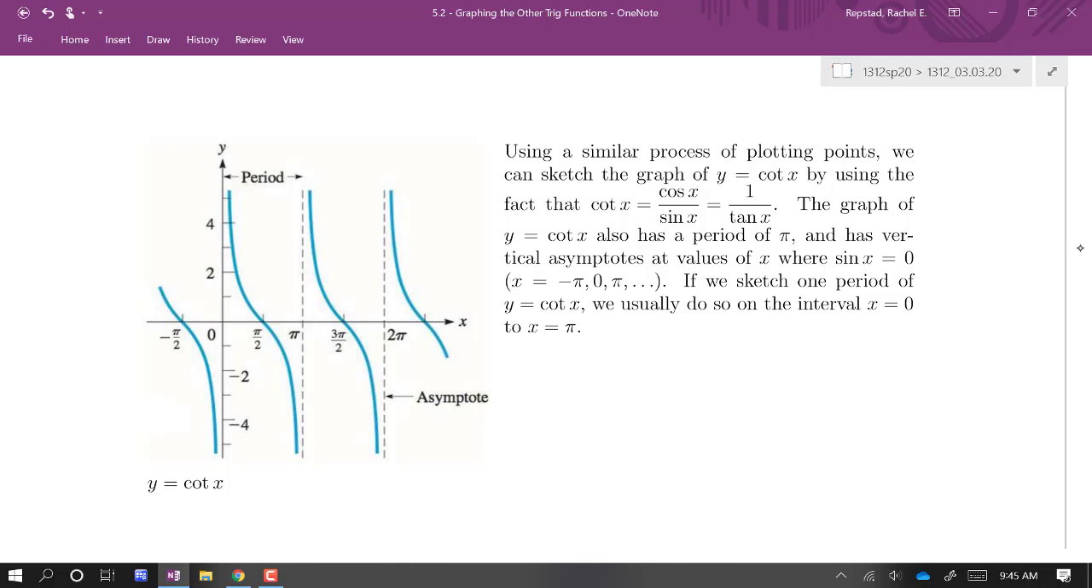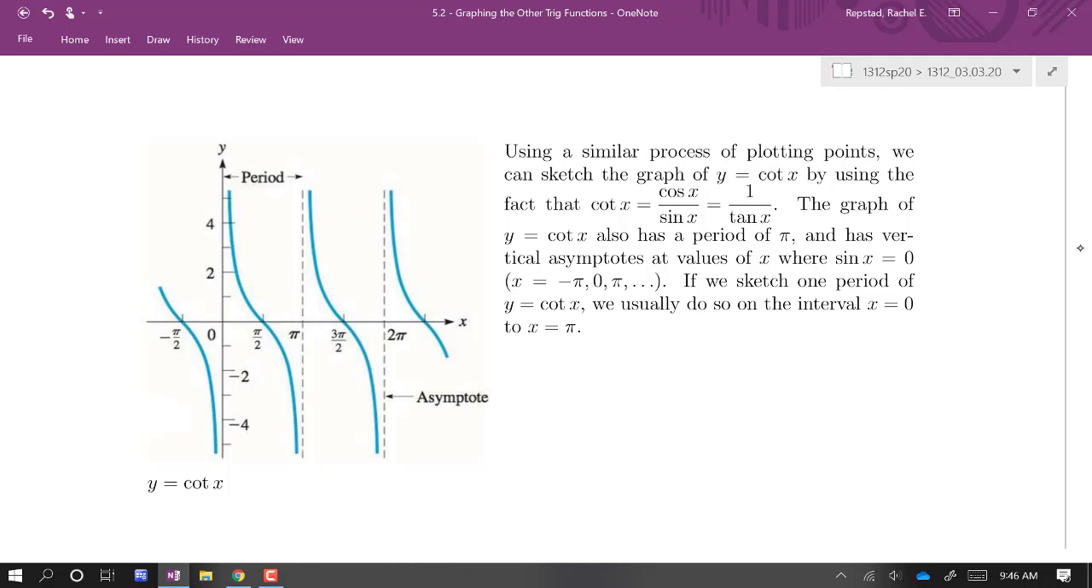From pi over 2 to pi, that's in the second quadrant. Sine is positive, cosine is negative. So cotan has to be negative here, right? We have a negative divided by a positive. And so as it approaches pi, it's going to blow up in the negative direction. Same kind of behavior, but just flipped a little bit.